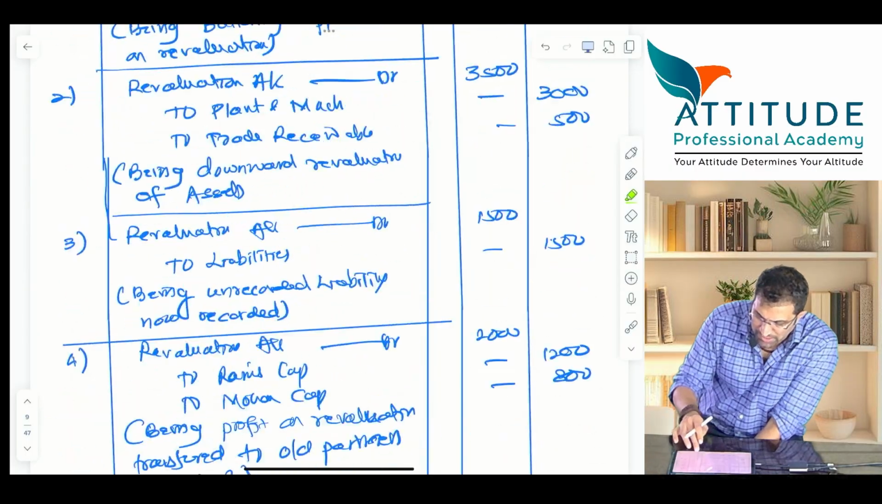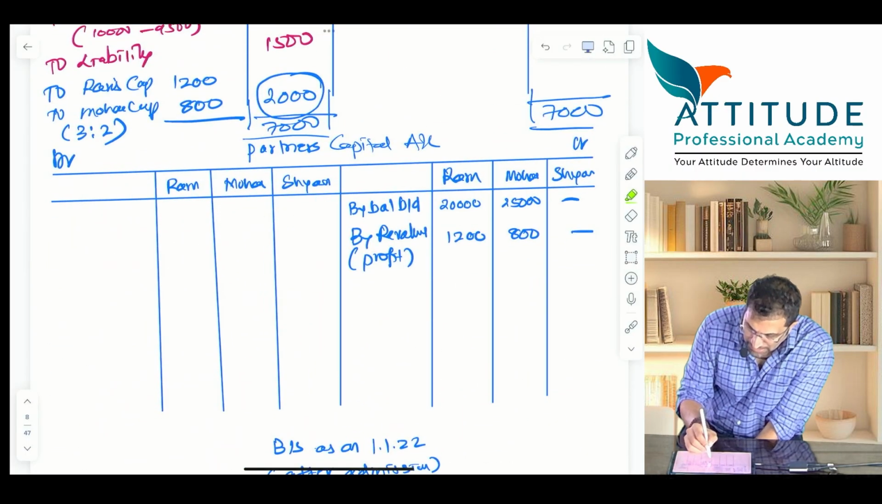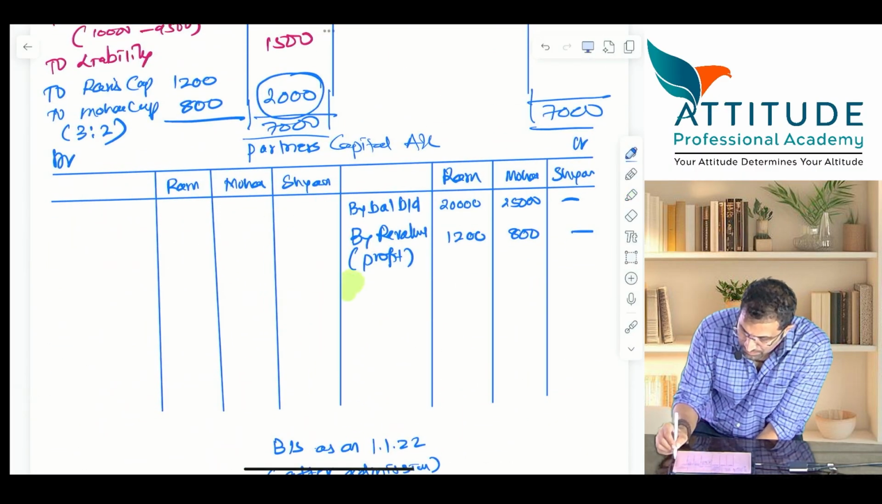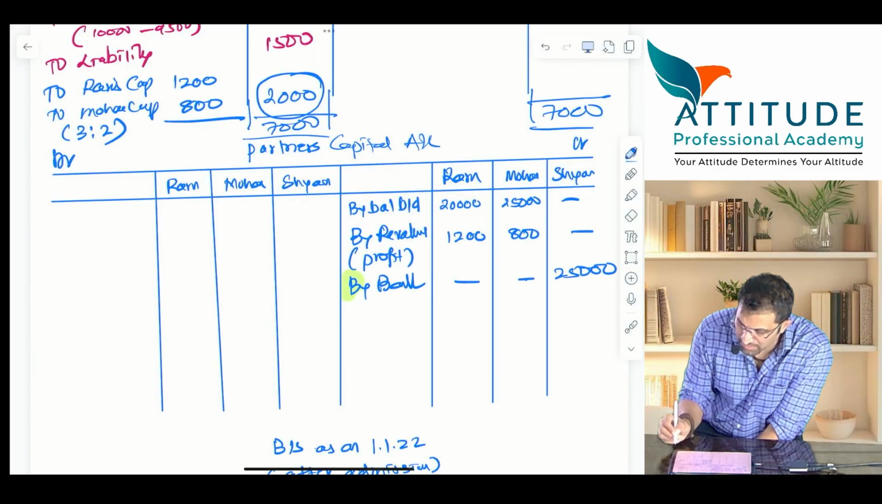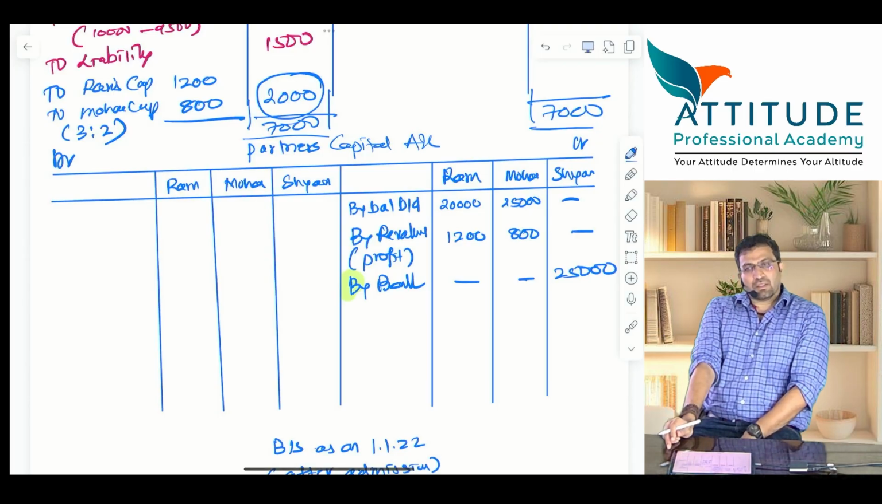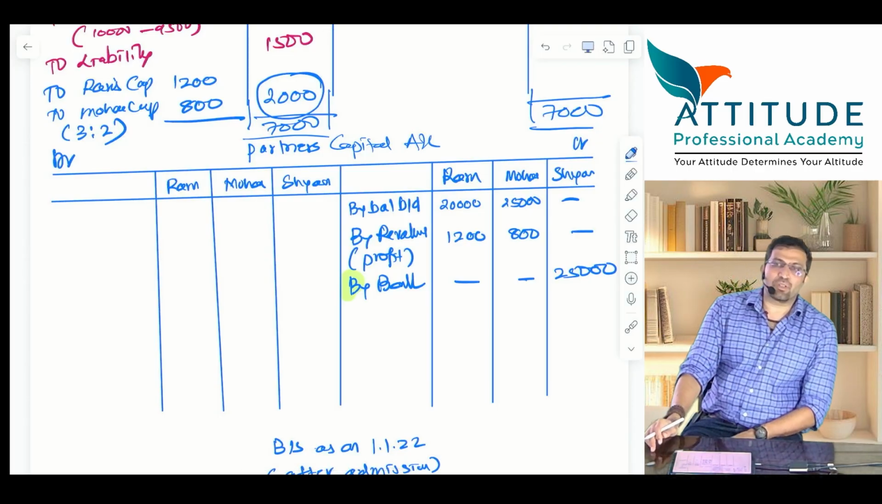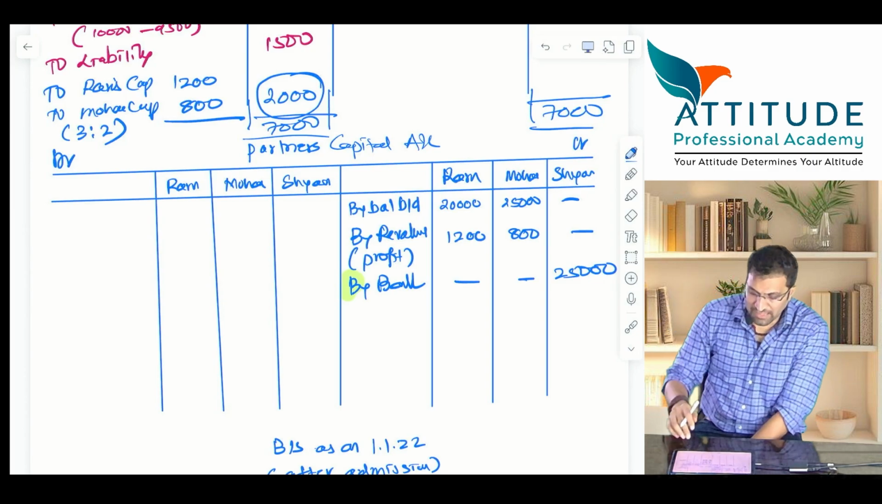Wait. This I'll post it in the capital account. By bank, in the column of Sham, 25,000. Clear? Pass the entry and post it into ledger. Clear? Tell me the next entry.